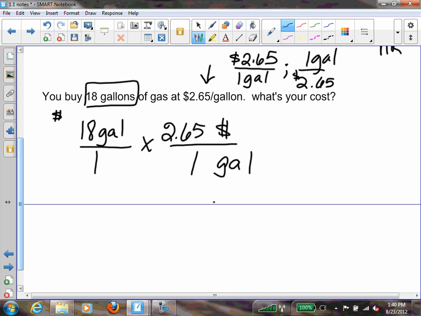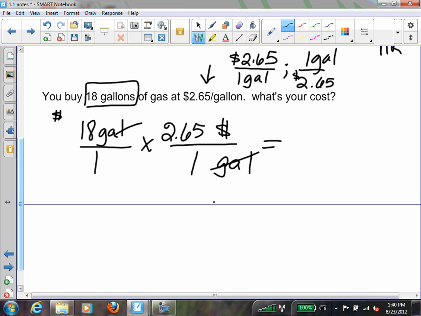Now, you know this inherently. You know that if I had 18 gallons of gas and I'm spending $2.65, I'd have to multiply those values. But this is why. Okay, so this is more about learning how to get rid of these conversions or to simplify them out. So cancel out. 18 times 2.65 is what?